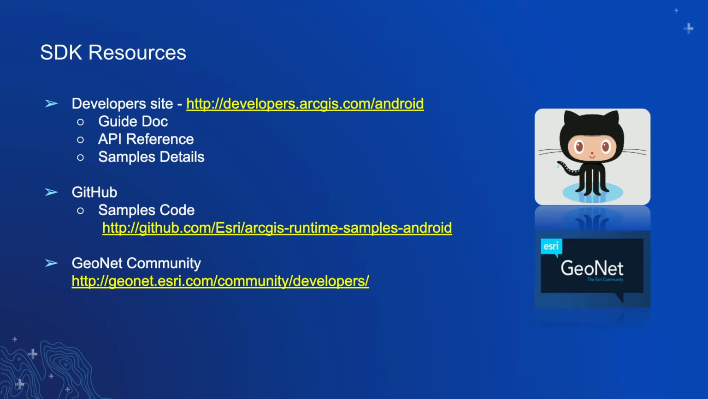The key resource is the developer site. If you go to developers.arcgis.com/Android, that's where you will find the guide doc. I'll show you where it is in a minute or two. You can also find the API reference. There will be sample details, with a detailed explanation of how each sample is created and what it does. And all our sample code is available for free on GitHub, so you can go directly to GitHub, download any sample you want to work with, and understand the SDK.